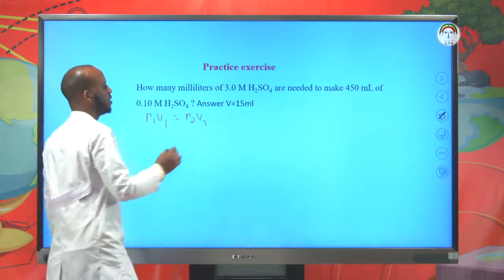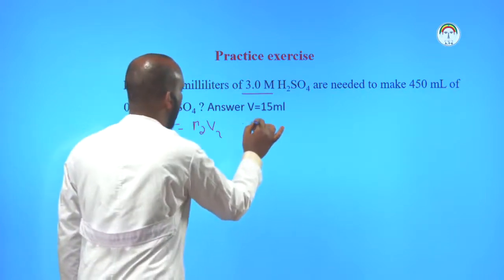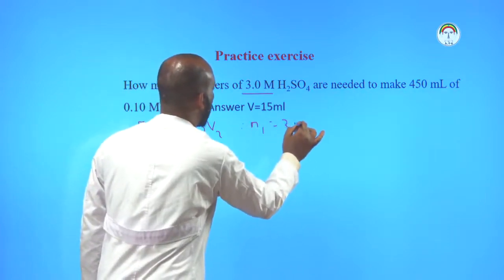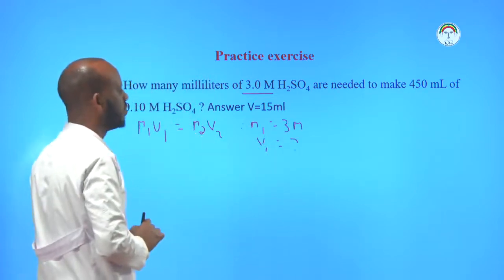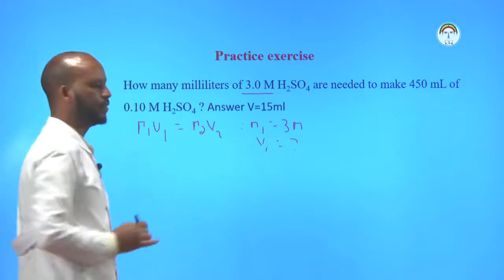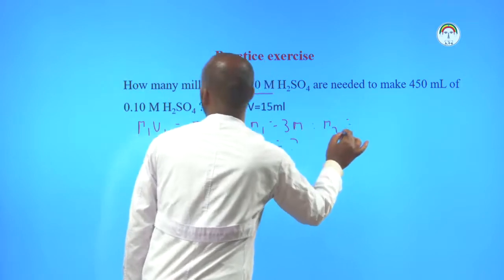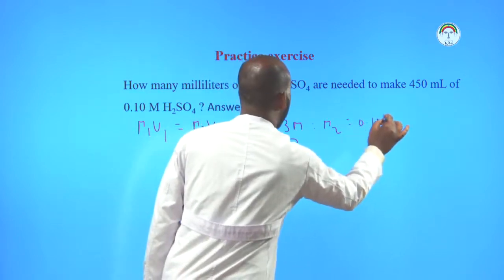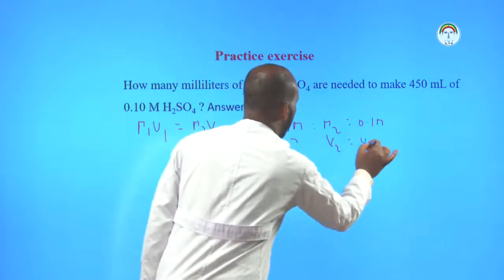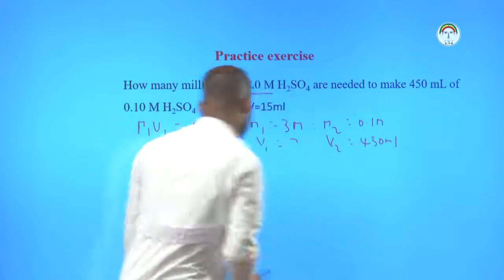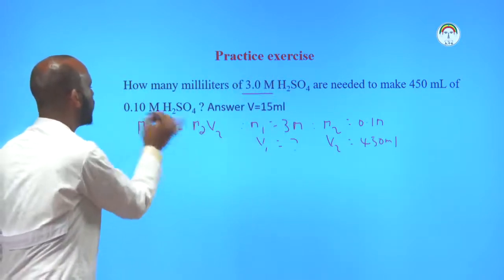What is given? Initial concentration, initial molarity M1 is 3 molar. V1 is unknown. Final volume and final concentration are given. Molarity 2, M2 is 0.1 molar. Final volume V2 is 450 milliliter. You are asked to calculate the initial volume V1.